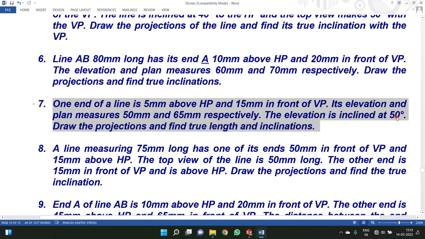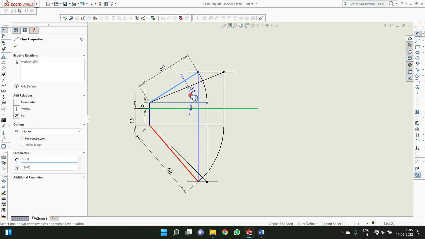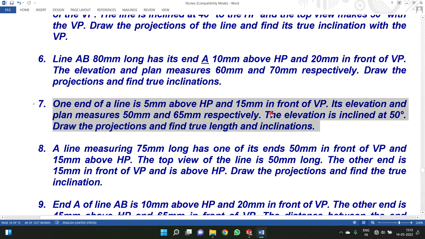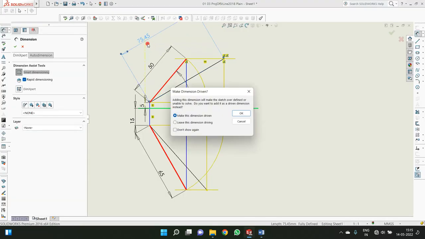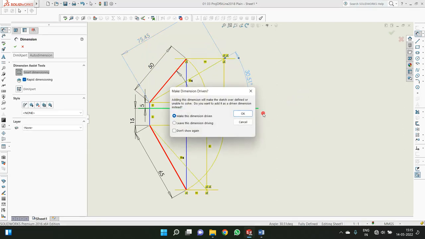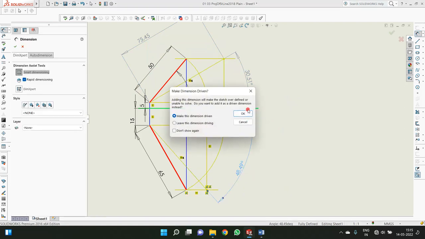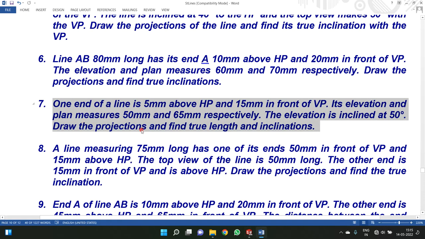The elevation is inclined at 50 degrees. That is, the front view is inclined at 50 degrees. Okay, this is the solution for that. After finding the solution, you have to find the true length and true angles, theta and phi. We'll see that also. For this problem, the true length is 75, theta is 45 degrees, 30.5 degrees, phi is 48.5 degrees. So this is the solution for problem number 7.